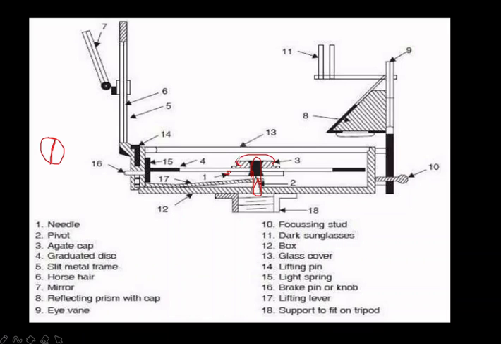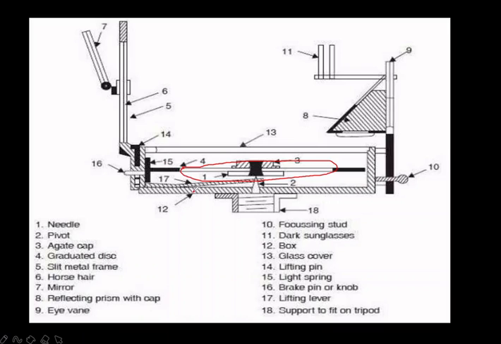So you can have a question in your competitive exams: where is the agate cap used? Agate cap is used in the prismatic compass. It is the third one. Next, the graduated ring which you saw now, it is the fourth one, the graduated disc. It is the cross section. We can see only this one. Next, slit metal plate.